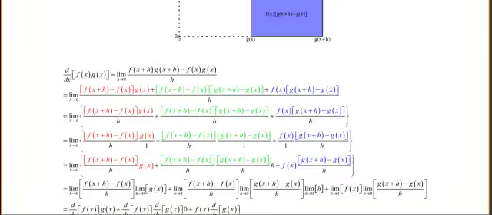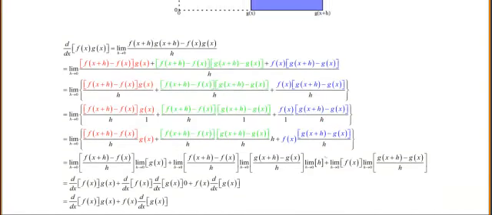Now I want to do a little bit of work on this, so that I can get ready to take the limit. And here's what I'm going to do. I'm going to take this last fraction and multiply and divide by h, so that this expression will become f of x plus h minus f of x over h times g of x plus h minus g of x over h times h.